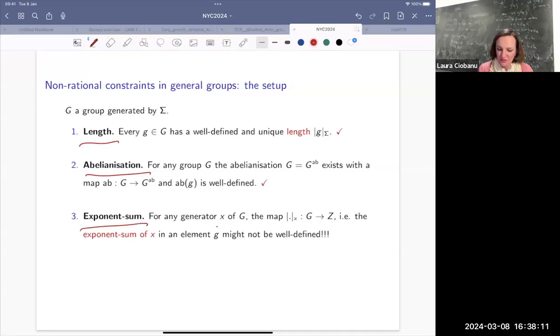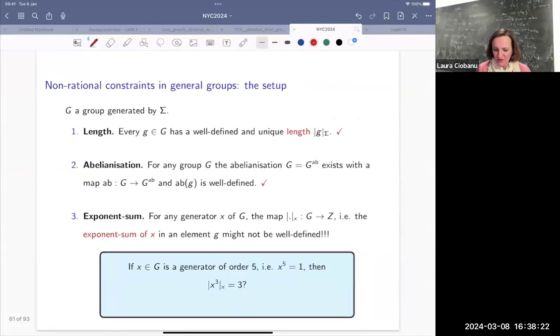I mean, take a generator in a group. What is the exponent sum of that in an element G? Well, you have to be careful. It might not be well defined, right? So here I have a little example. If X has order 5 in a group, then what is the exponent sum of X in X cubed? Is it 3? Or because X cubed is X to the minus 2, should that be minus 2?